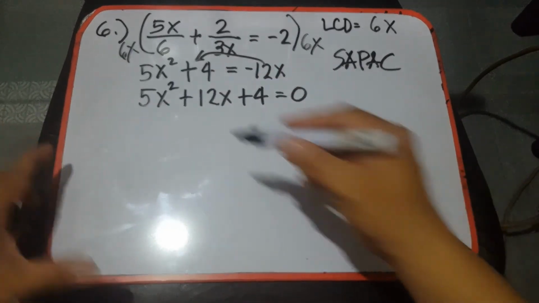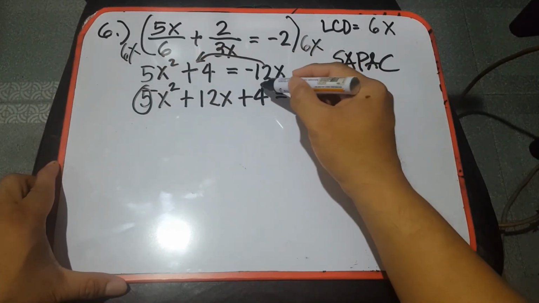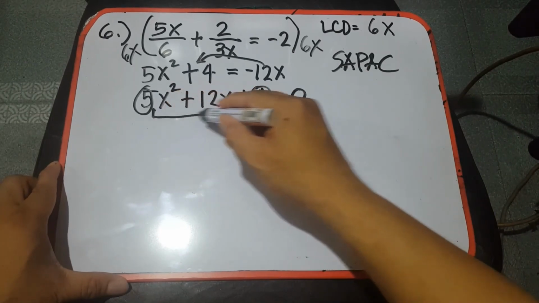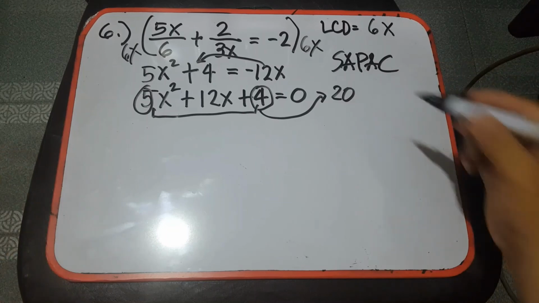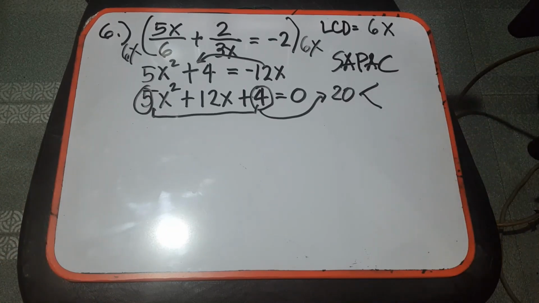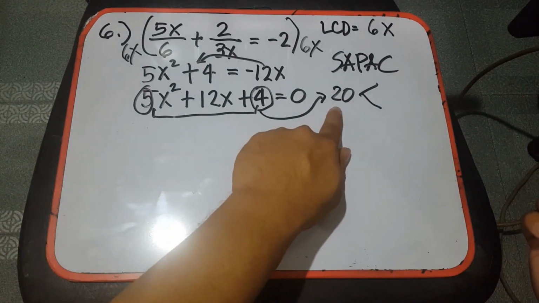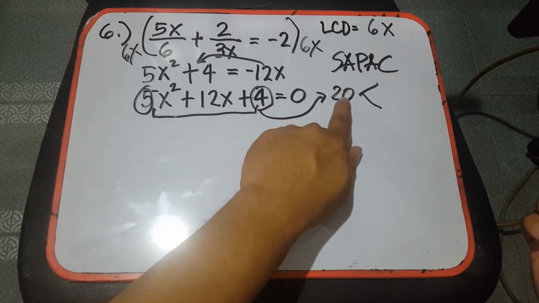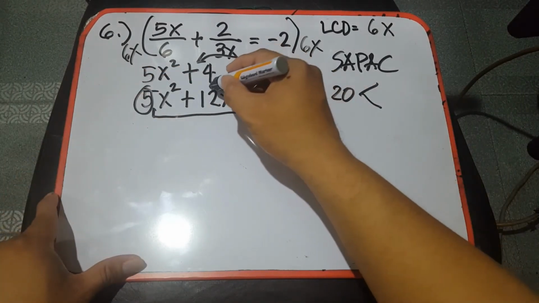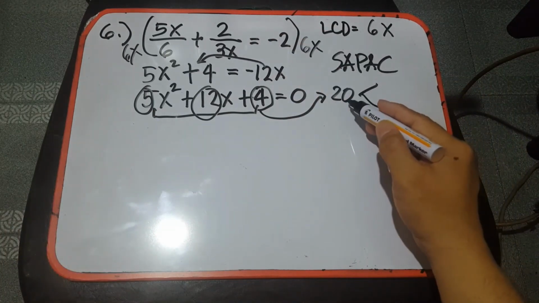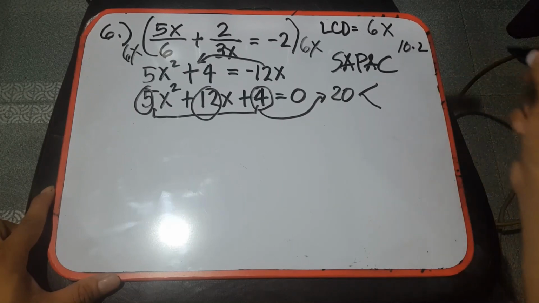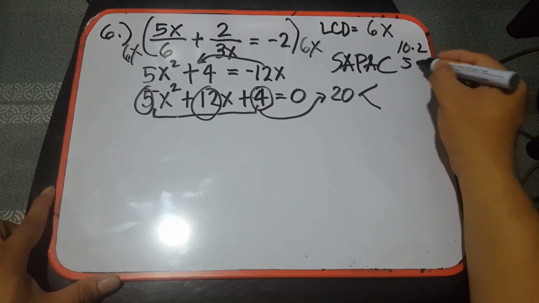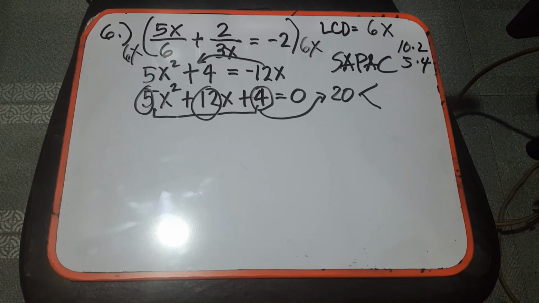So let's make use first of the AC method, the A and the C. What we're going to do is to multiply them first. When we multiply them, the answer is 20. Now we are going to find the factors of 20 that when added, the sum is 12. What are the factors of 20? That is 10 times 2. What else? 5 times 4 and 20 times 1. But we will disregard 20 times 1.